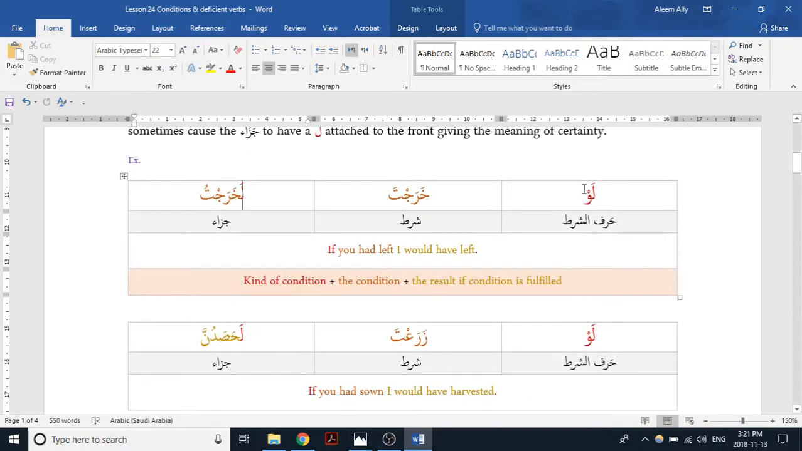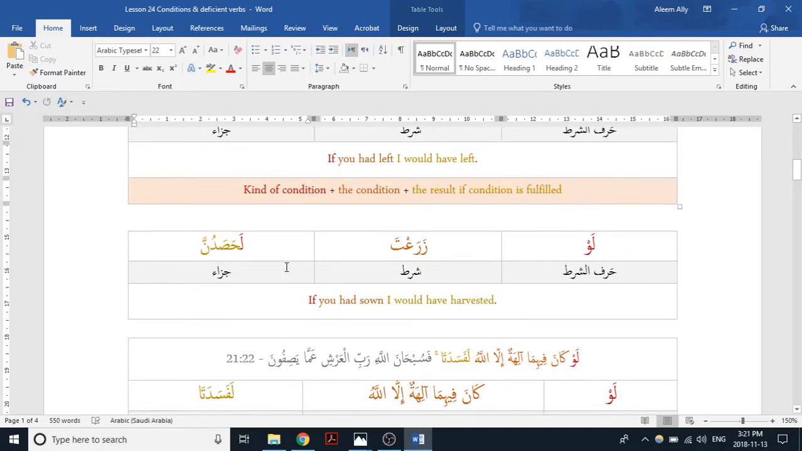And as we said before, this does not apply to every single harfu shart. Rather, it is something that is specific to some of them. There's another one that will actually add a fa to it. I can't remember which one that is, but we'll learn them in the future, inshallah. So let's take a look at another example. لو زرعت لحصدن. So this would mean, if you had sown, we know this is you because of the ta on the end, right? It's being conjugated. If you had sown, I would have harvested, right?